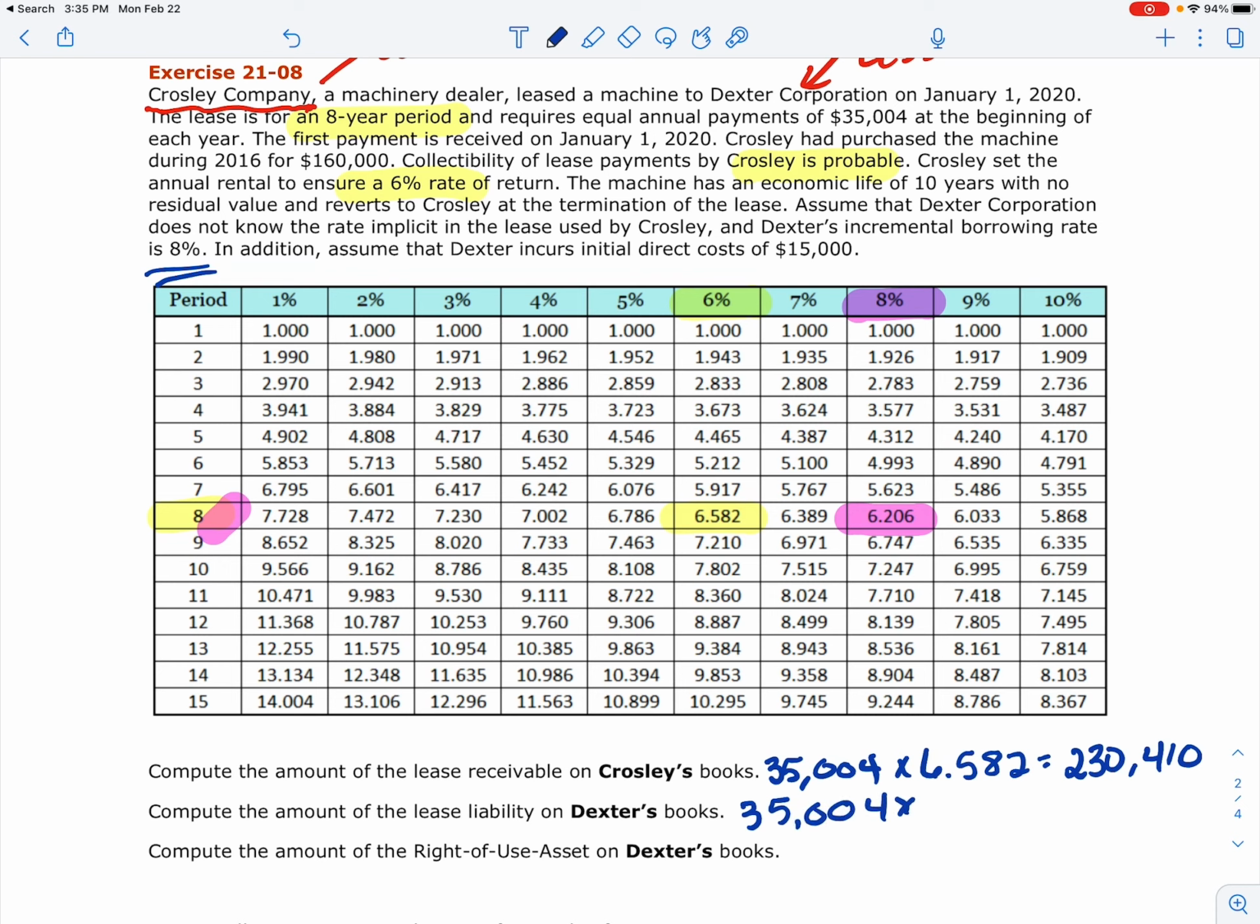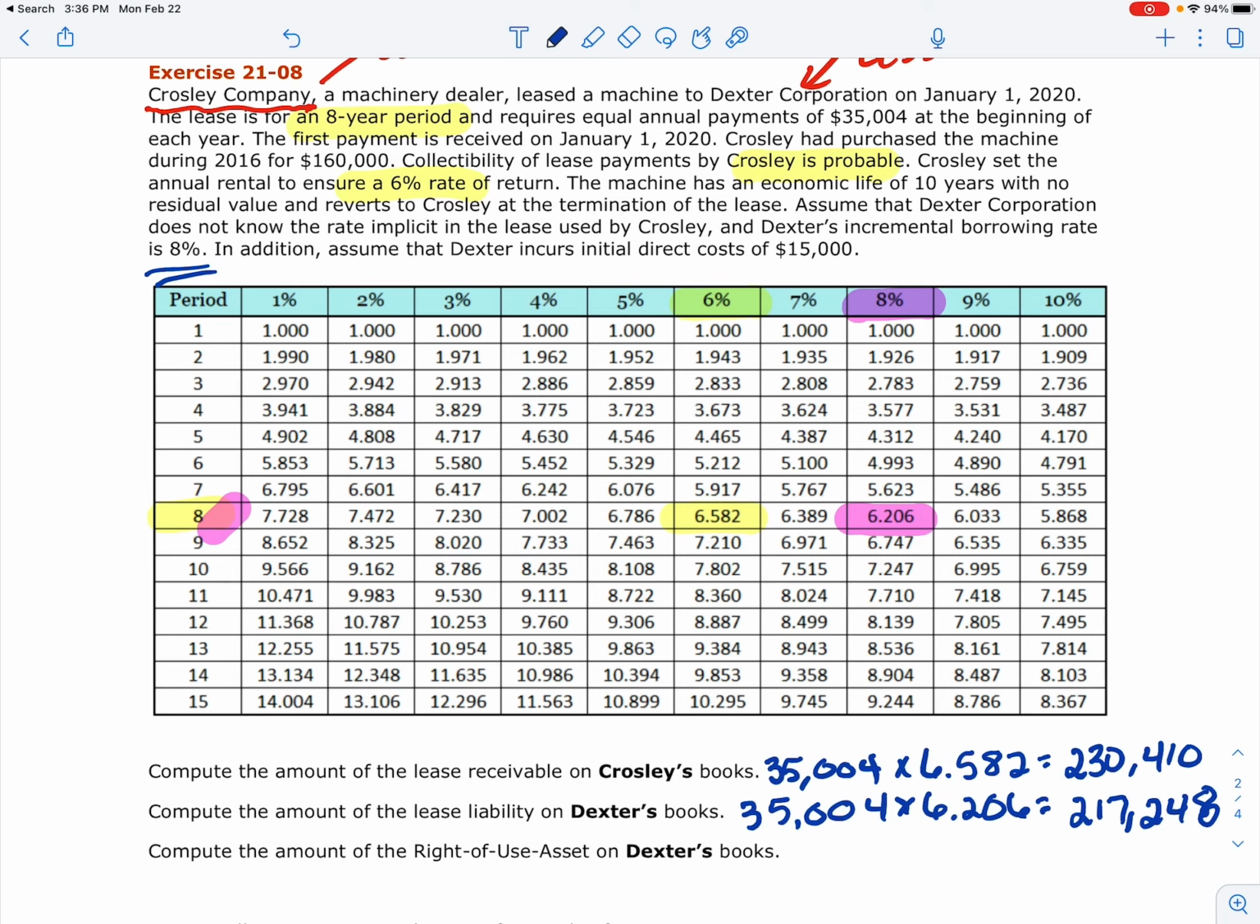$35,004, but here I'm multiplying that by 6.206, which is going to give me an amount of $217,248. I just wanted to make you understand the difference there. And this is an 8.